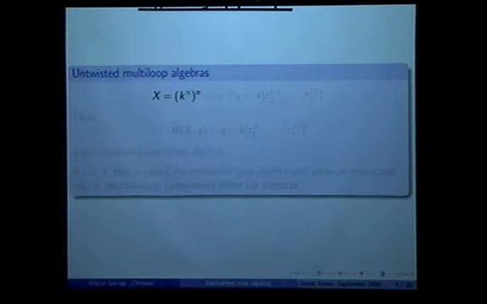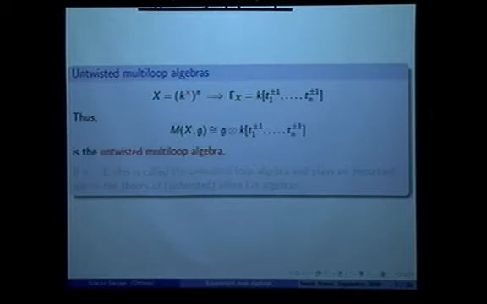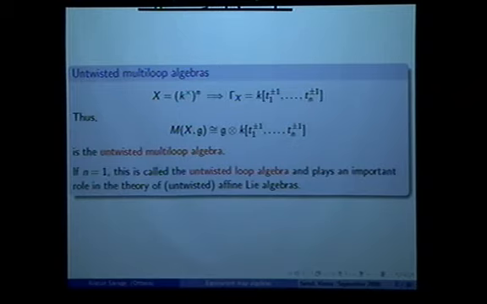Another example are the multiloop algebras, or the untwisted multiloop algebras. Here your variety is k star to the n, so your coordinate ring is Laurent polynomials in n variables, and so your map algebra is just G tensor this ring, and this is an untwisted multiloop algebra. When n is equal to 1, this is called the untwisted loop algebra, and it plays an important role in the theory of affine Lie algebras. I'll say a little bit more about that when we add in the twisting.